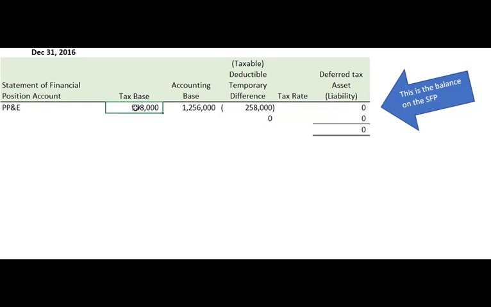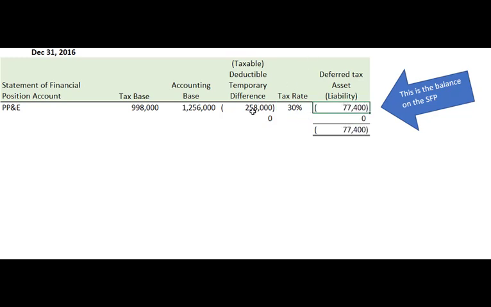The tax base is the first column, the accounting base is the second. The difference between the two then tells us that the taxable difference is $258,000. The question also tells us in part 7 that a 30% rate of tax has been in effect since 2015. So I know that in 2016 it was 30%.